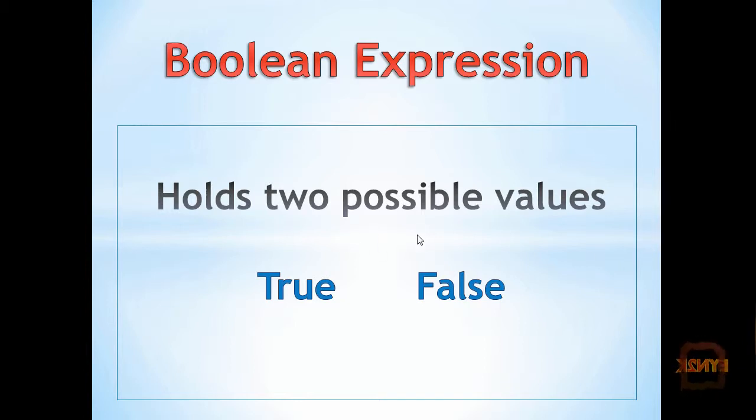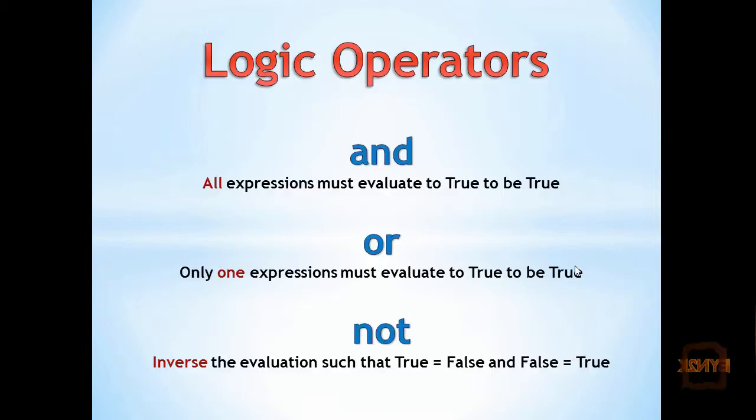Boolean expressions can hold two possible values, being true or false. The logic operators are the AND, OR, and NOT operators. The AND operator works such that all expressions inside of it must evaluate to true in order for it to be true. The OR operator says that only one expression must evaluate to true in order for it to be true, and the NOT operator simply brings back the inverse.